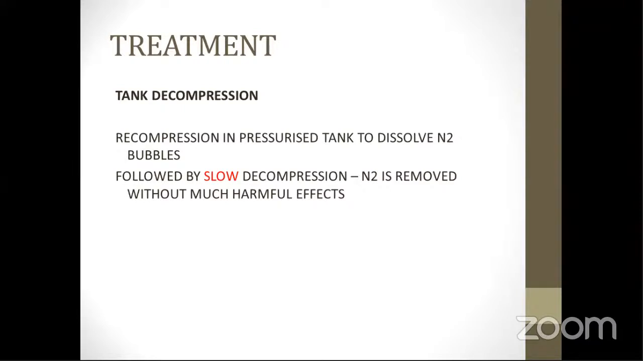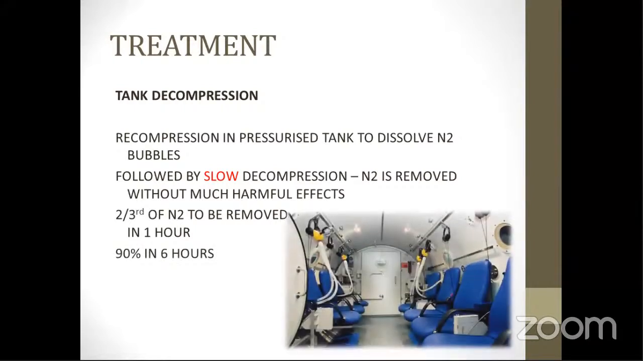When there is slow decompression, the nitrogen is removed without much harmful effects. And how will you do this slow decompression? It is by 2/3 of nitrogen being removed in 1 hour and 90% in 6 hours. And this is tank decompression. In the pressurized tank, you can see there is a large multi-compartment recompression chamber.